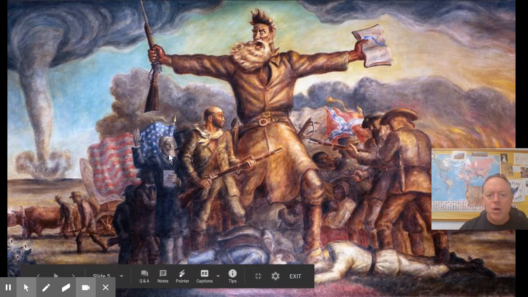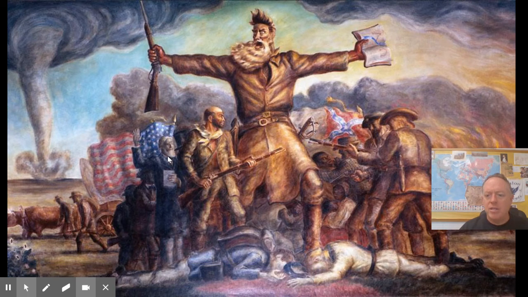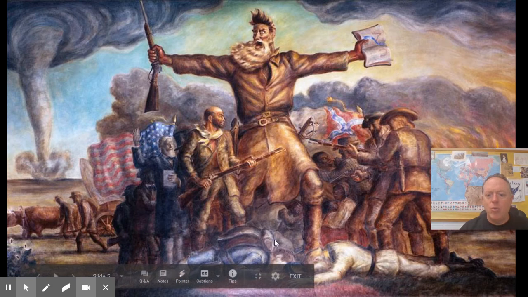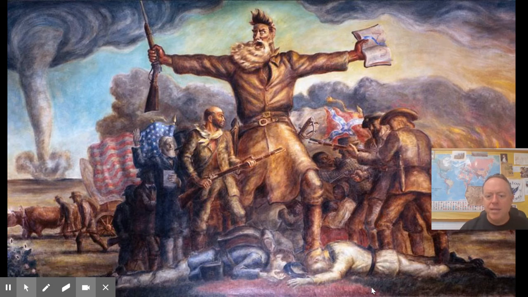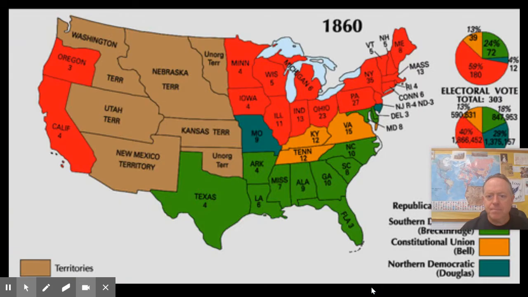Over here is Frederick Douglass, the most famous abolitionist, escaped slave. And in the background, you can see the tornado representing from where John Brown came, Kansas, the tornadoes of Kansas. Think of the Wizard of Oz. This is a great allusion to the history that was represented by John Brown.